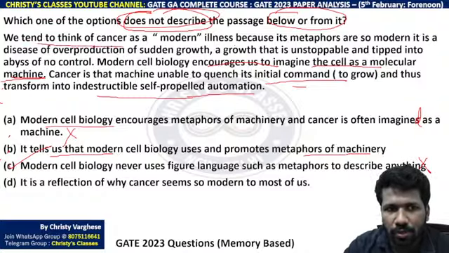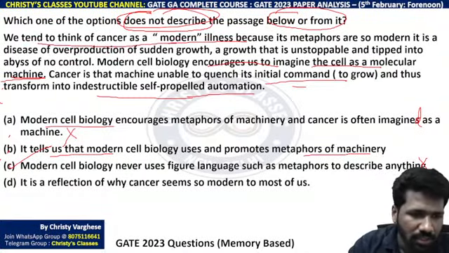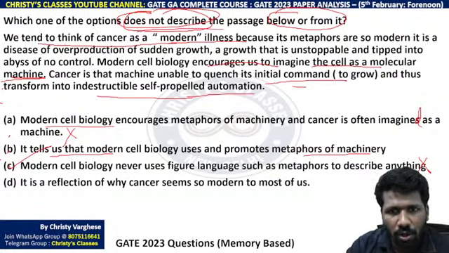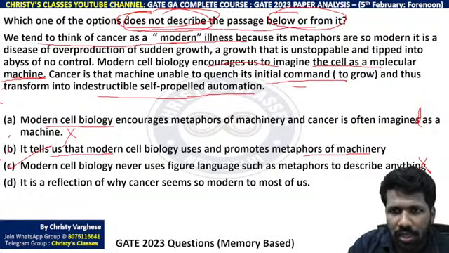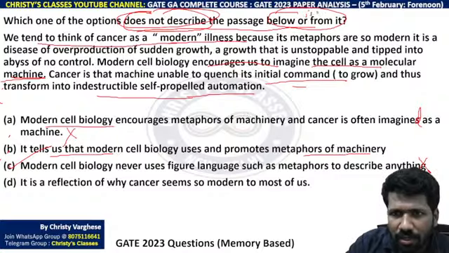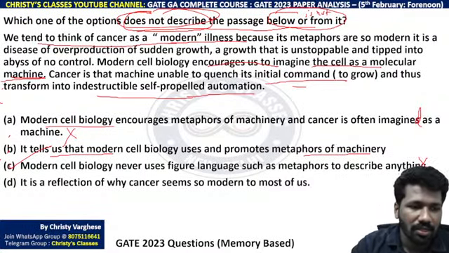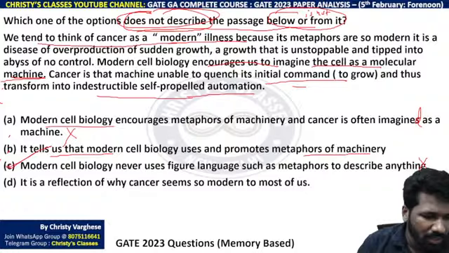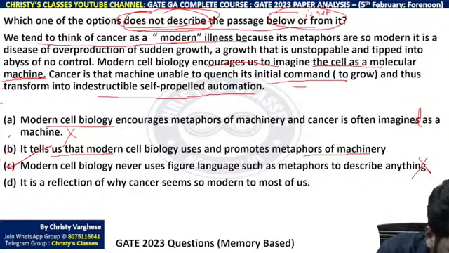We tend to think of cancer as a modern illness. So which of the options does not describe the passage below or is not from it? Is not from it, that will be better to understand. So option C is the correct answer. Please respond. Is this clear? All of you?